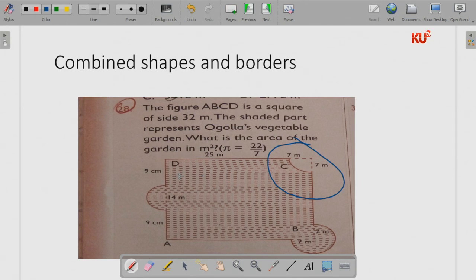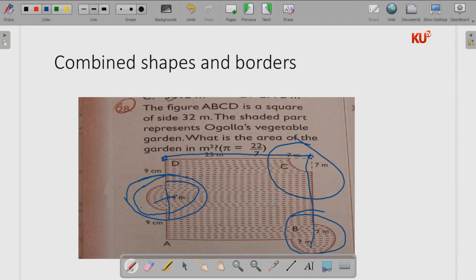What about this one here? This one you add, and this one you add. And where do you add it to? You first, because here you're told the figure ABCD is a square of sides 32, which means from here to here is 32. So I say 32 times 32. That's the first thing you do. You put it aside. You come to the semicircle. You say half pi r square. What you get, add. 14 is diameter.